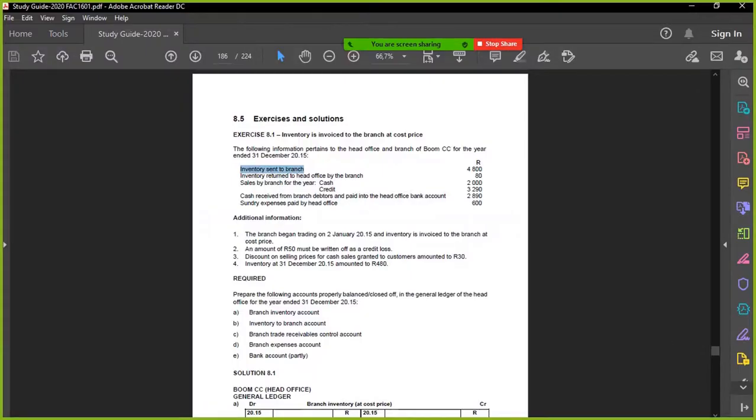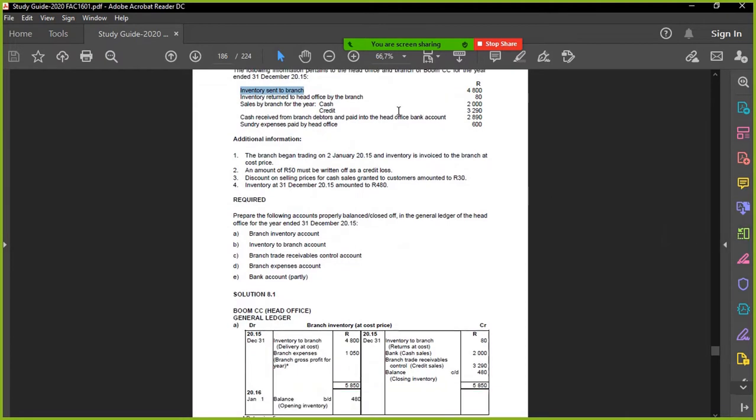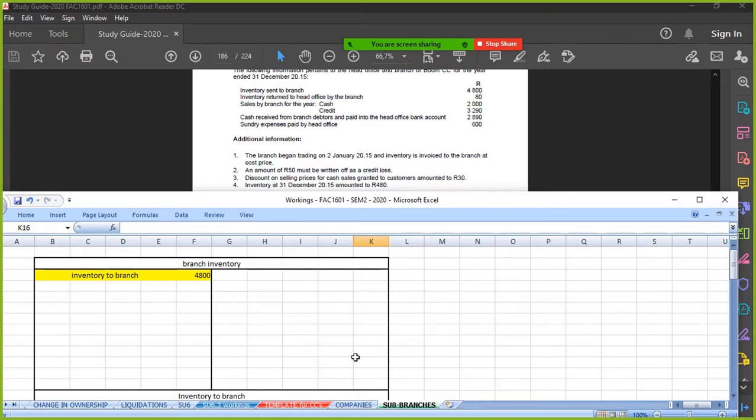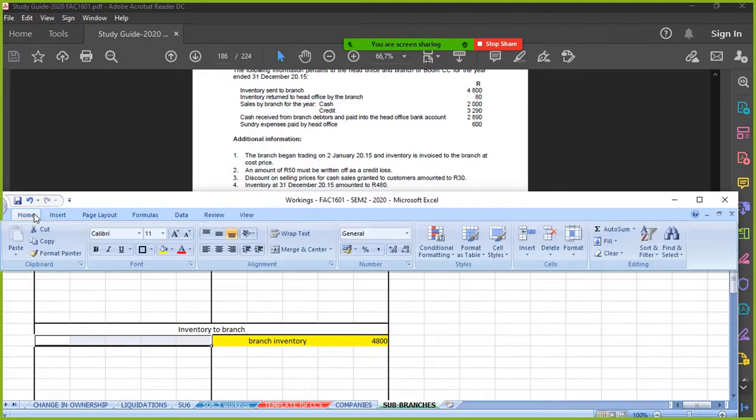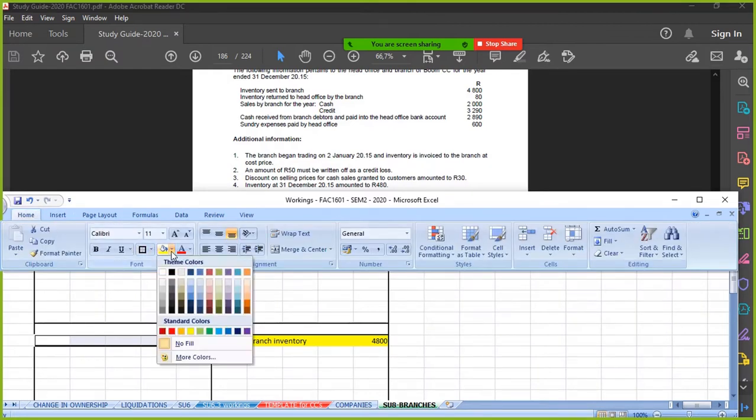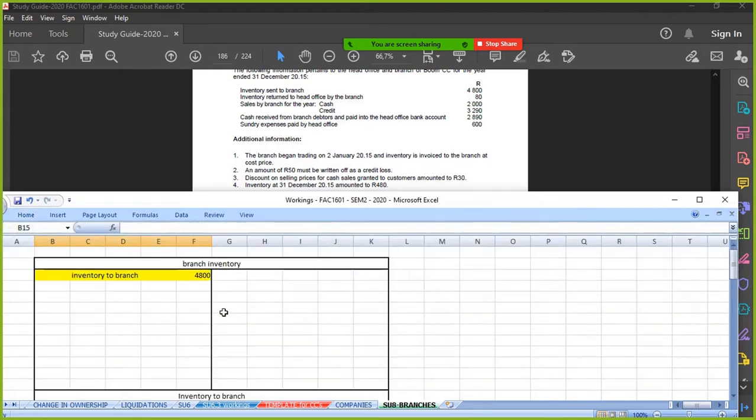Okay, the next one is inventory returned to head office by the branch. So I would debit inventory that's at the branch. What is it? Inventory to branch. I would debit. Okay, debit inventory to branch, correct. Why? Is it decreasing or increasing? It's coming back from the branch. The branch is decreasing. Correct. The branch is decreasing. That's right. I agree. And that's 80 Rand.